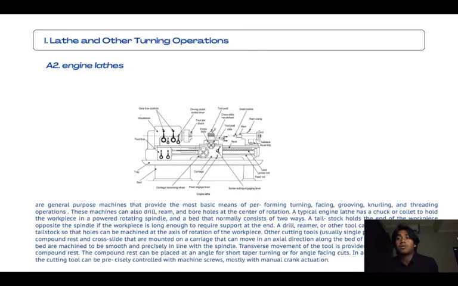Other cutting tools, usually single point, are positioned in the compound rest and cross slide that are mounted on a carriage that can move in an axial direction along the bed of the lathe. The ways of the bed are machined to be smooth and precisely in line with the spindle. Transverse movement of the tool is provided by the cross slide or the compound rest.